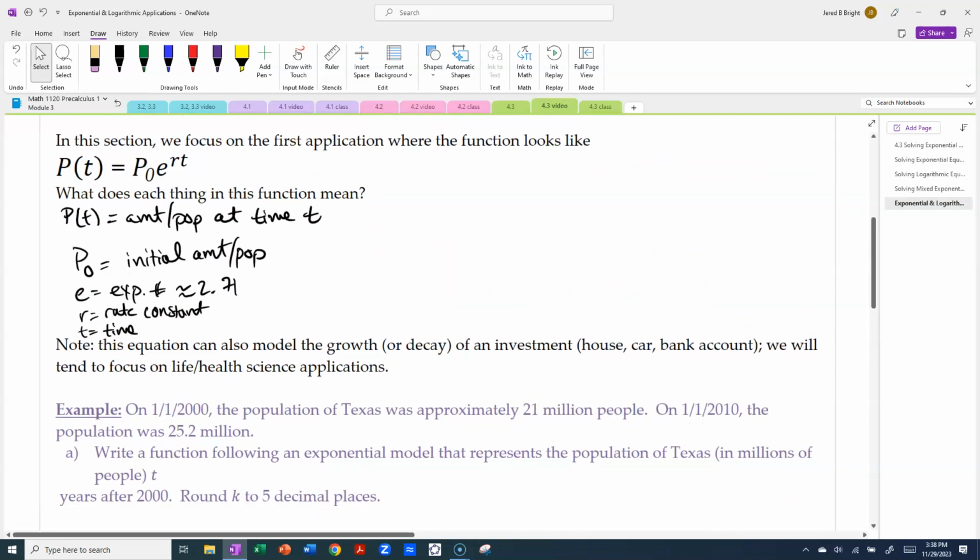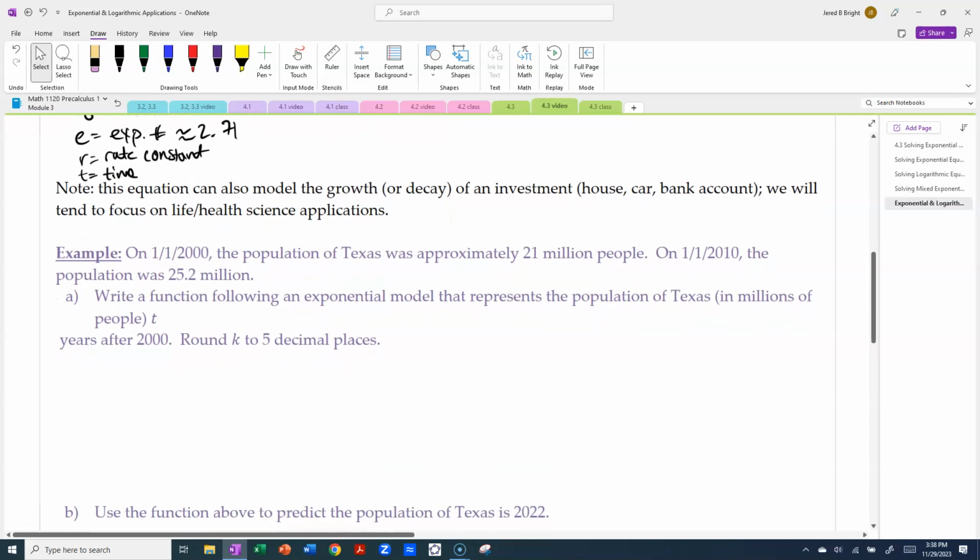So this application, this P naught e to the RT, comes by way of exponential growth and decay frequently. And here, we're looking at a situation where we're studying the population of Texas. It's approximately 21 million people on January 1st of 2000, and then 10 years later, the population increased to 25.2 million. We want to write the exponential function that represents the population in Texas in millions of people, t years after 2000, and then it says round k, or really k should be r here, rounded to 5 decimal places.